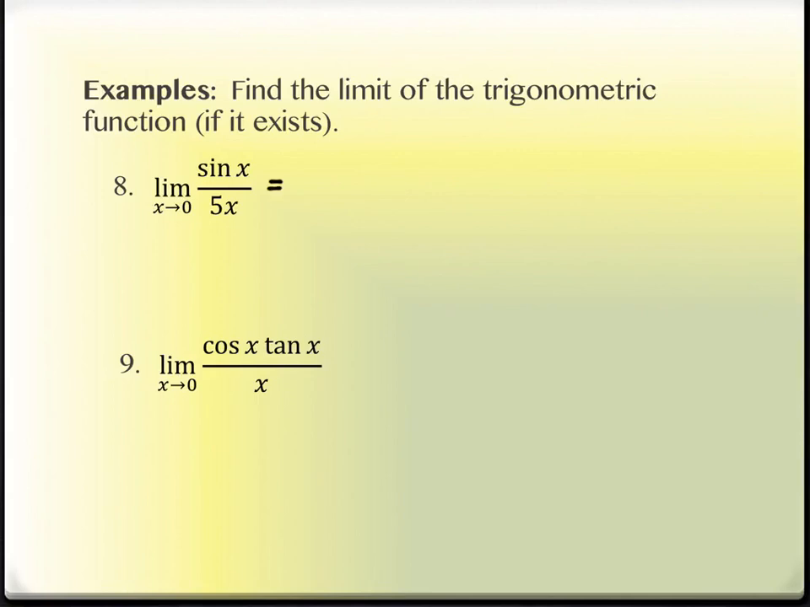So it's going to look like this. I have a 1/5 in front, and then I rewrite the pieces just like they were before. The limit as x goes to 0 of sine of x over x.